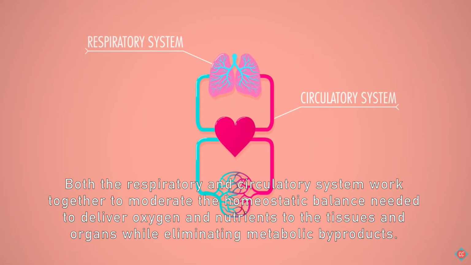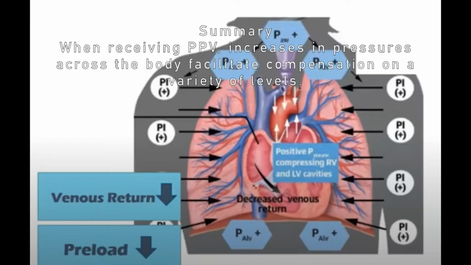Both the respiratory and circulatory system work together to moderate the homeostatic balance needed to deliver oxygen and nutrients to the tissues and organs while eliminating metabolic byproducts. When receiving positive pressure ventilation, increases in pressures across the body facilitate compensation on a variety of levels.